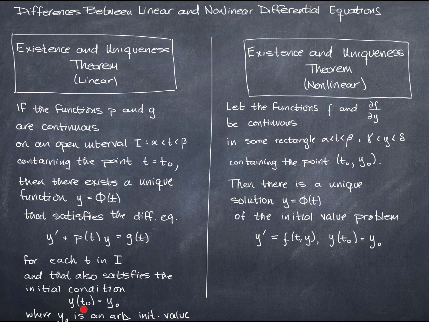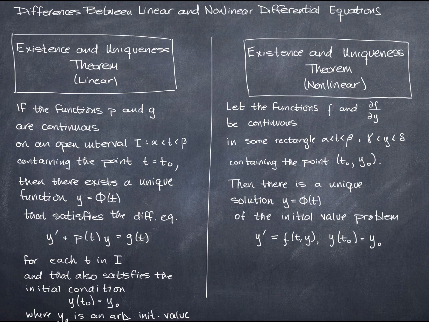We can find a t naught that will spit out a prescribed value of y naught when we plug it into our solution here. That's all wrapped up in this statement in this case. There exists a unique solution to the initial value problem. We have not only a solution to the differential equation, but also a y naught that we're going to get when we plug in the right t naught.